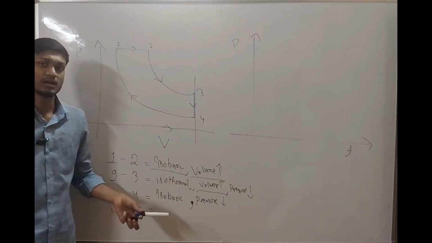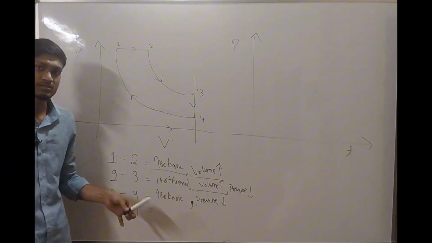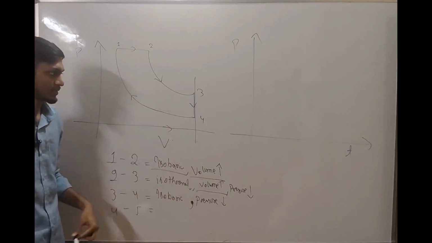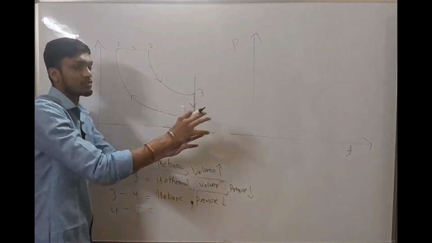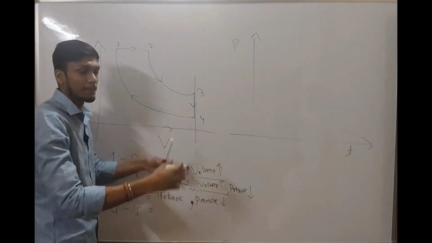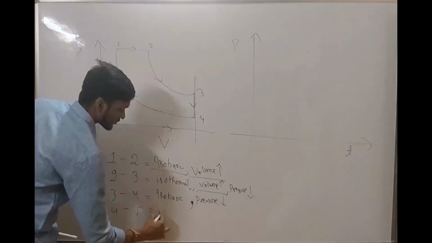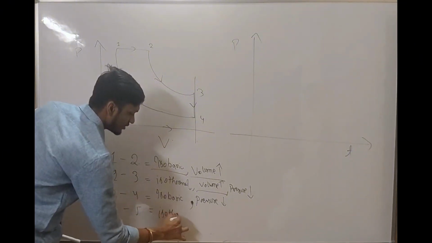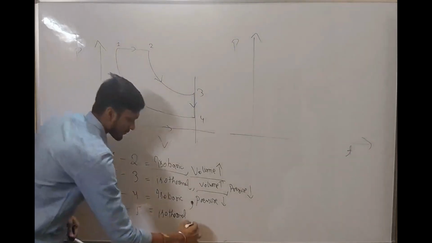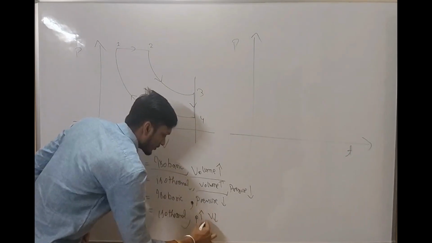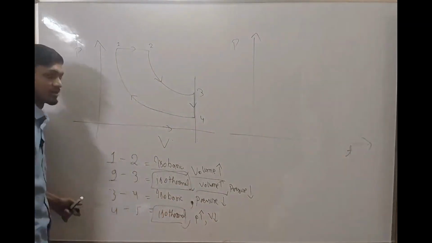First of all, we are analyzing all these processes so that we get an idea of what information we can draw from the given graph. After drawing all this information, you will use it to draw the PT graph. In the 4 to 5 process, the process is again isothermal. It was given to us in the question. The pressure is increasing, and the volume is decreasing. These two pieces of information were given to us in the question itself.